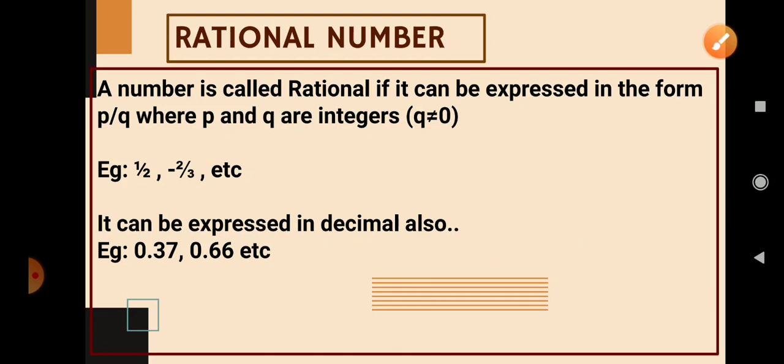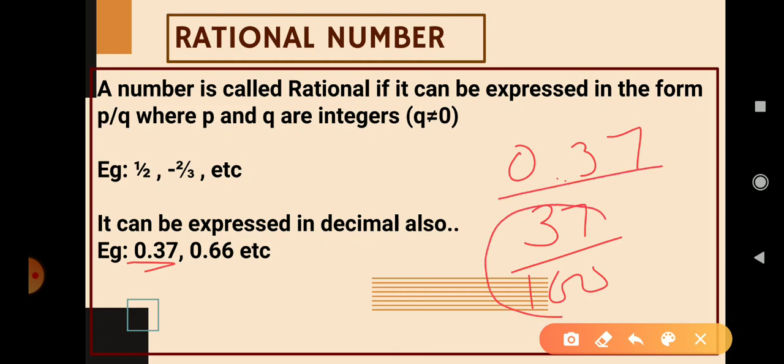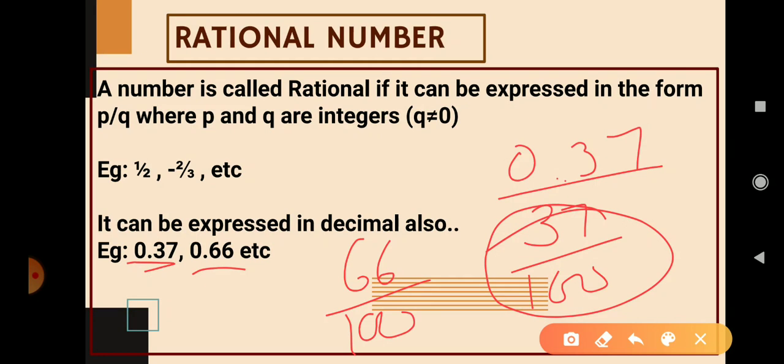And these rational numbers can also be expressed in decimals. Observe, 0.37. This is in decimal form. How will we write it in rational form? 37 by 100. Correct. So 37 by 100 is a rational number which is expressed in the form of p by q. Again, 0.66. We can represent it as 66 by 100. So it becomes 0.66. Clear? So this is how to express the rational numbers in decimals also.